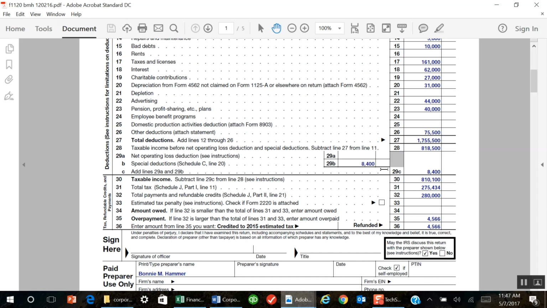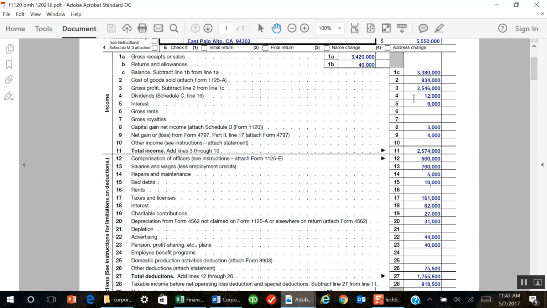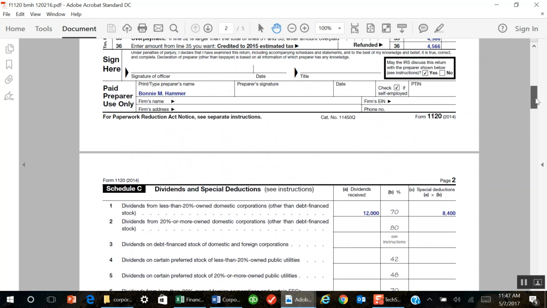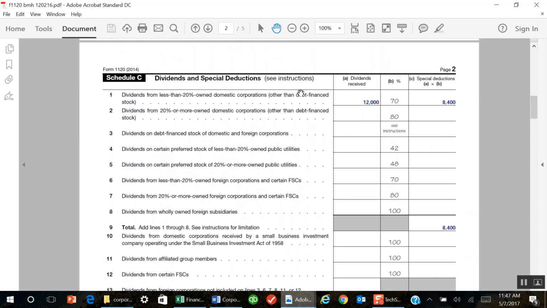Remember my 70% dividend received deduction I get, that I get to subtract from my dividend income. So my total dividend income from that Scheinman's sheet music is $12,000. But if I go to the next page here of the return, this is Schedule C. This is where you list all of your dividends received. So these are dividends that the company, AMI, receives from other companies that it owns stock in. You cannot get a dividend from somebody unless you own stock in the company.